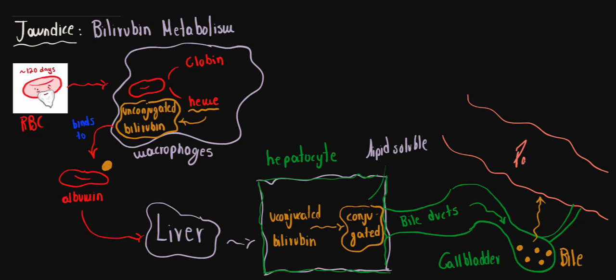We eat food with high fatty contents. So when we eat food with high fatty contents, bile is excreted from the gallbladder into the intestines.